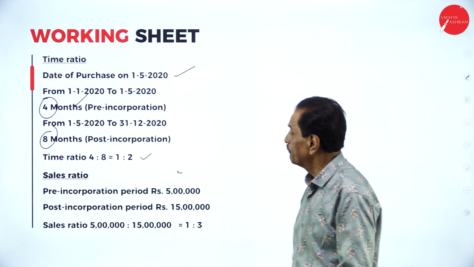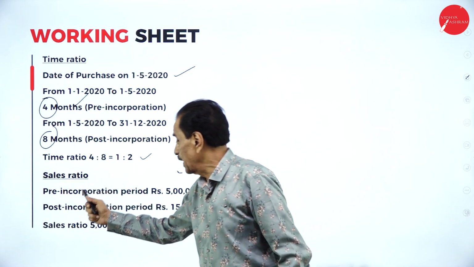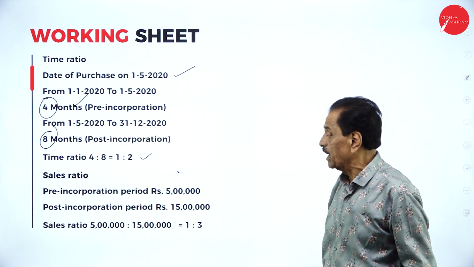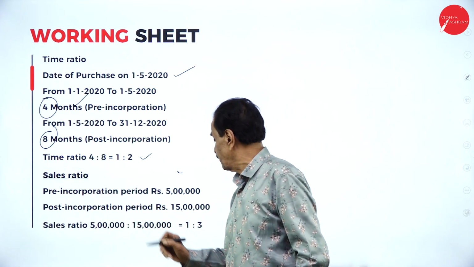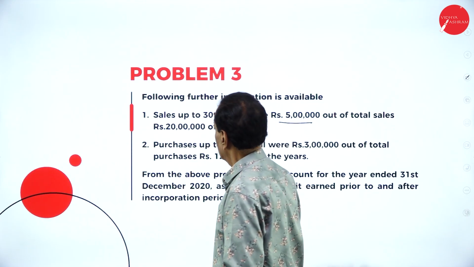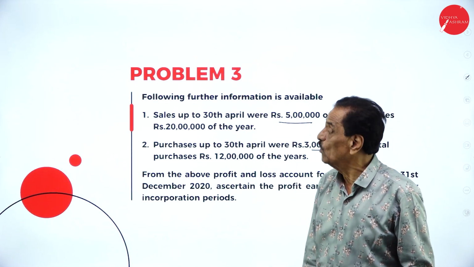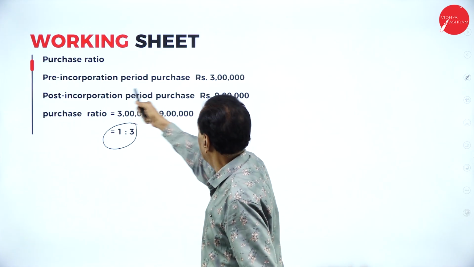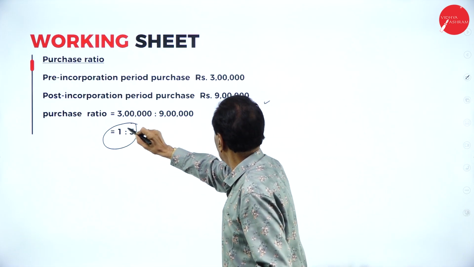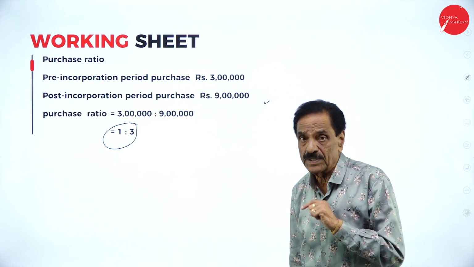Come back to sales. Pre-incorporation 5 lakh out of 20 lakh, the balance is 15 lakh. So sales in the pre-incorporation period are 5 lakh, and in the post-incorporation period 15 lakh. Sales ratio is 5 lakh to 15 lakh. They are in the ratio of 1:3. Then come back to purchases, 3 lakh out of 12 lakh, the balance is 9 lakh. Pre-incorporation period 3 lakh, post-incorporation period 9 lakh. So they are in the ratio 3 lakh to 9 lakh, 1:3. So this is for discount received.